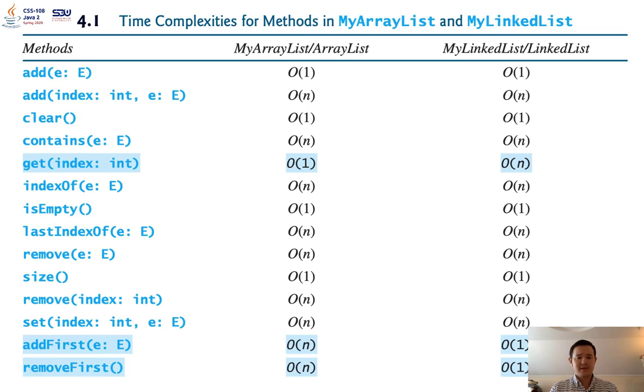So considering these cases, you choose the data structure that is more suitable for you. When you need to support random access through an index without inserting or removing elements at the beginning of the list, array list is going to be most efficient. But if in your application you need to insert or delete elements at the beginning or at the end of the list, it's better to use linked list.